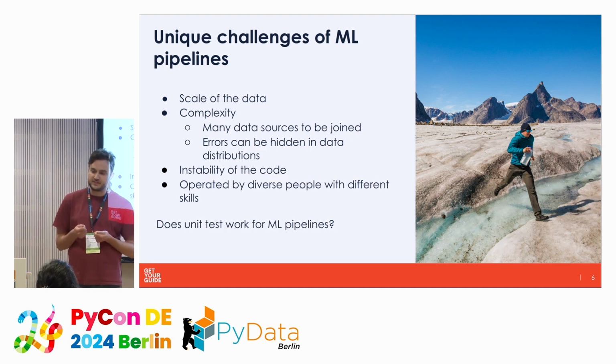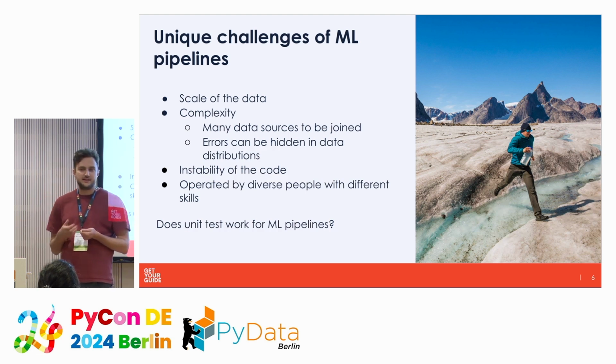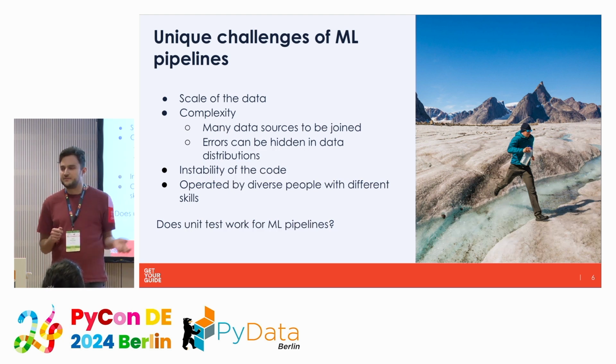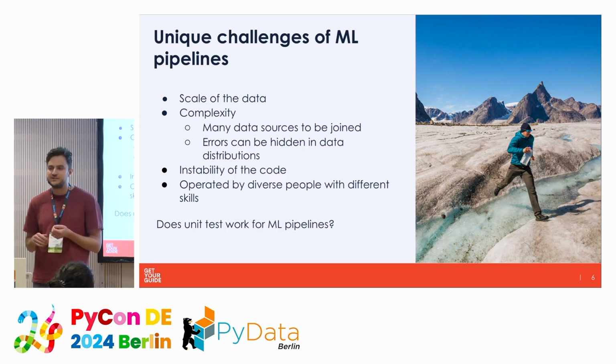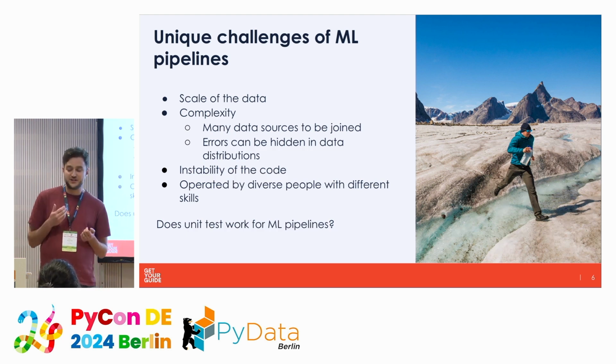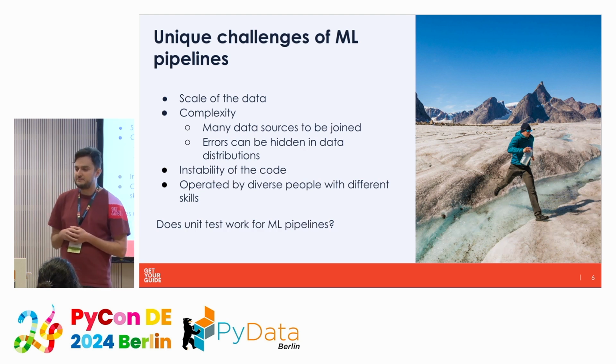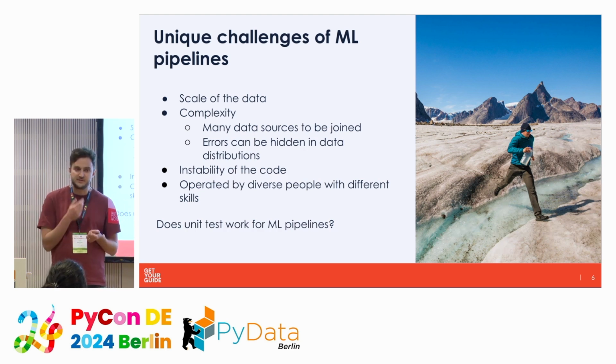Also, the instability of the code. Data science is very research oriented. We are always prototyping and figuring out what works best, which means that oftentimes we are discarding large parts of the code and replacing them with new ones. So the code base of an ML pipeline can change very, very dramatically. And also very important, it's operated by diverse people with different backgrounds. Not everybody comes from an engineering background. There's a lot of folks from academia. And these people have different requirements and experiences and ability to maintain an ML pipeline.